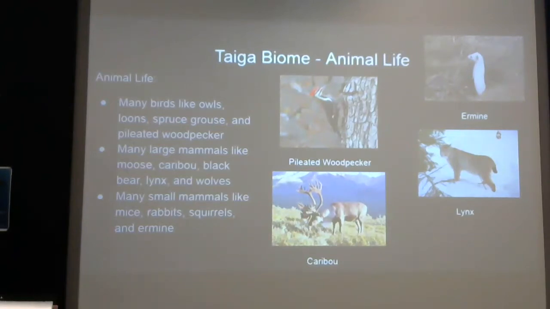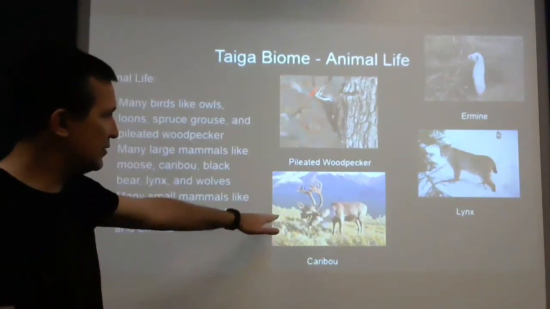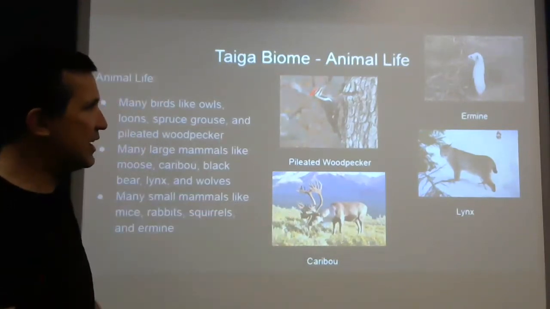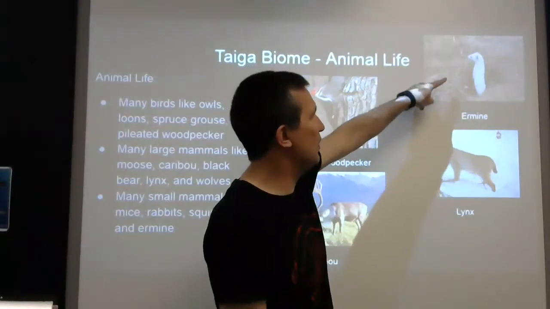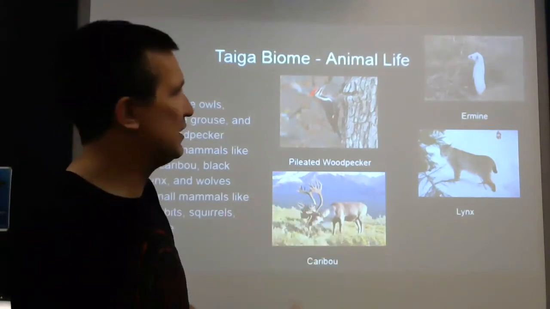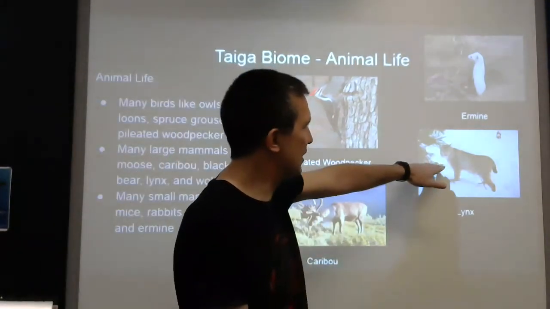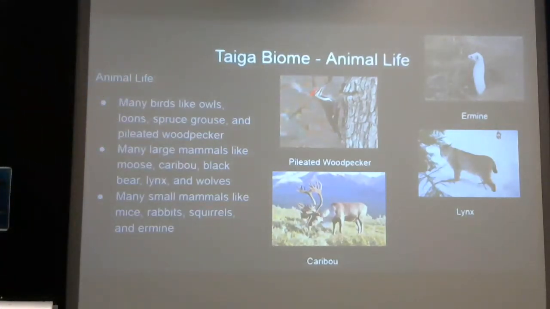If you notice, I included some pictures for you. Here you see a pileated woodpecker. Here you see a caribou, which is also known as a reindeer. Here you see an ermine. An ermine is in the weasel family. One of the things that always makes an ermine stand out is that it has a black tip on the end of its tail. And here you see a lynx. It kind of looks like a kitty cat, but not so nice.